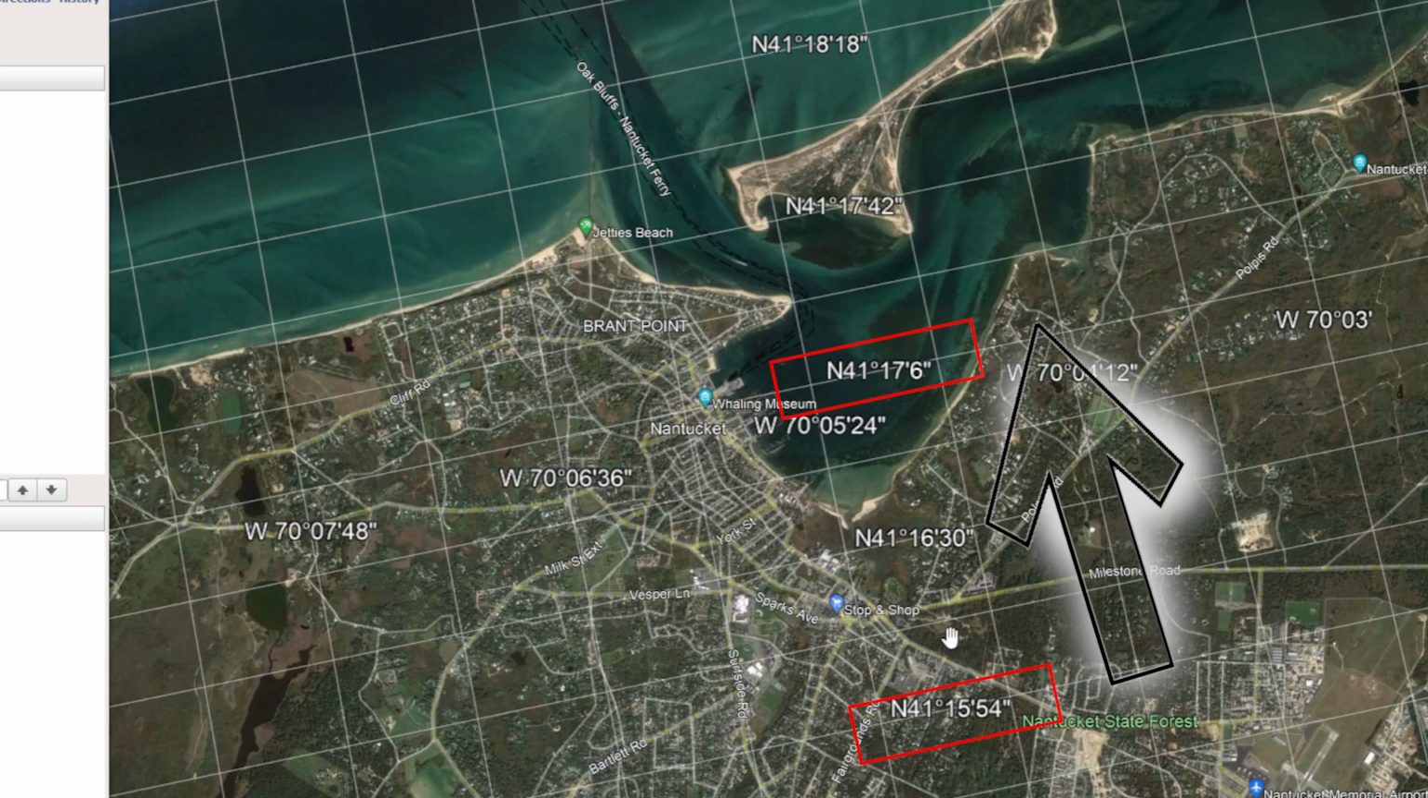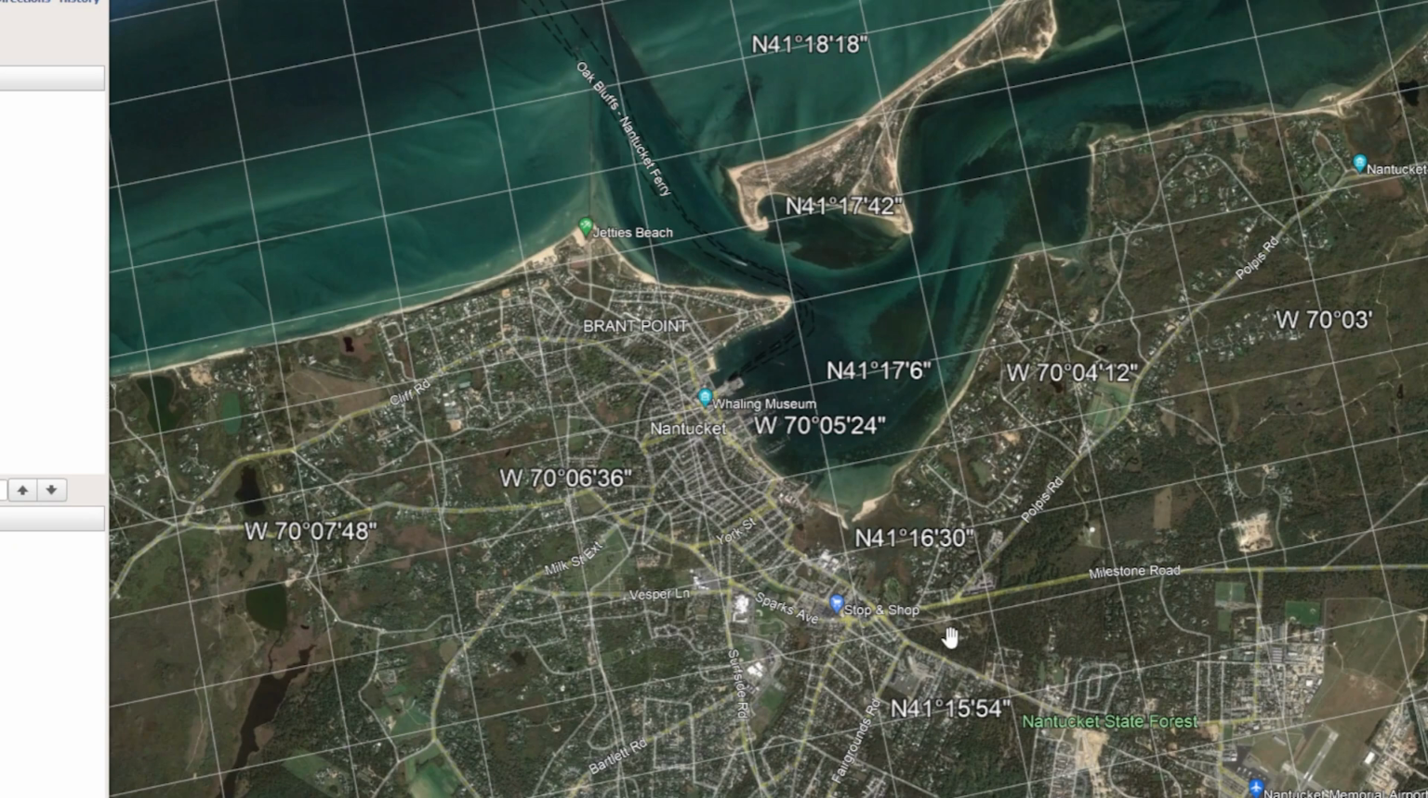I hope this brief example helps you understand latitude, longitude, and degrees, minutes, and seconds, and how degrees, minutes, and seconds give more resolution as you zoom in on the globe.